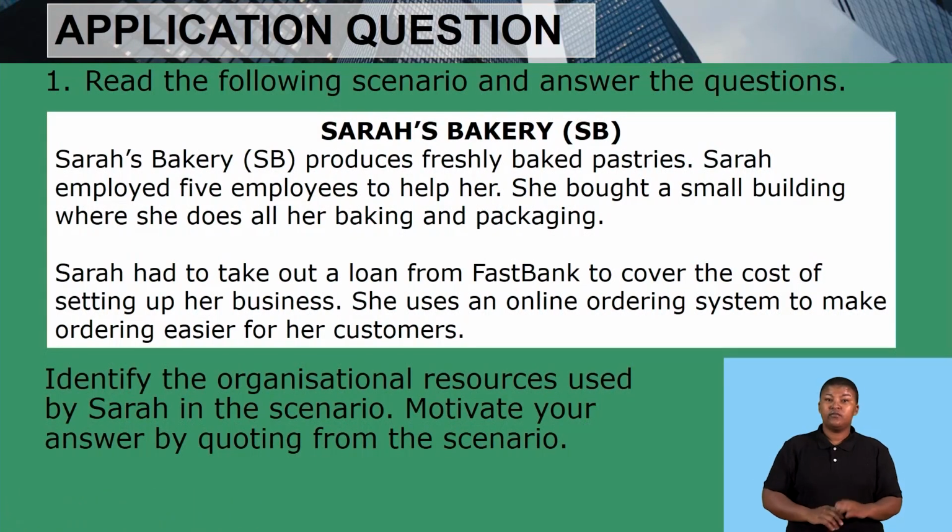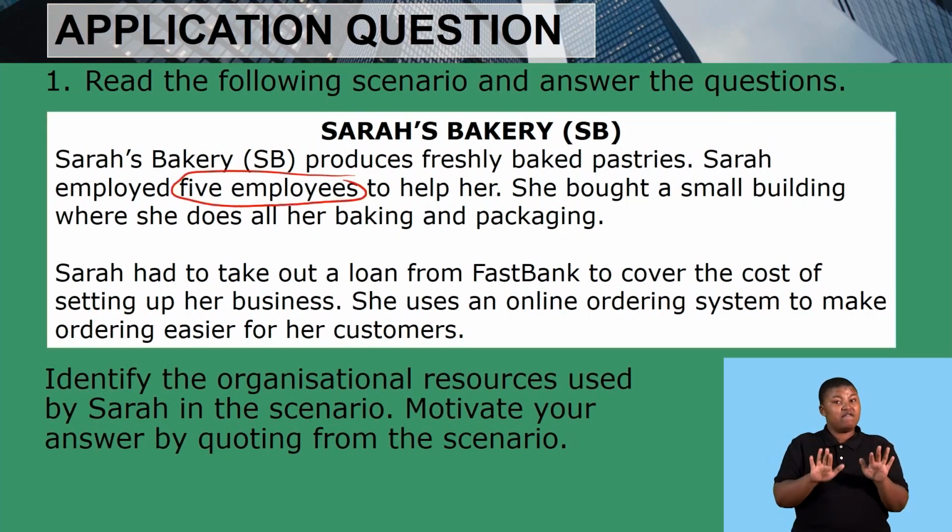Firstly, they ask, read the following scenario and answer the question. So this scenario is about Sarah's Bakery, and Sarah's Bakery produces freshly baked pastries. Sarah employed 5 employees to help her. She bought a small building where she does all her baking and packaging. She had to take out a loan from Fast Bank, which she uses to cover the cost of setting up a business. And then she uses an online ordering system to make ordering easier for her customers.